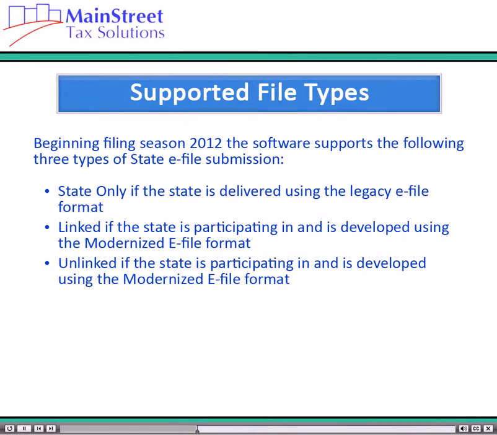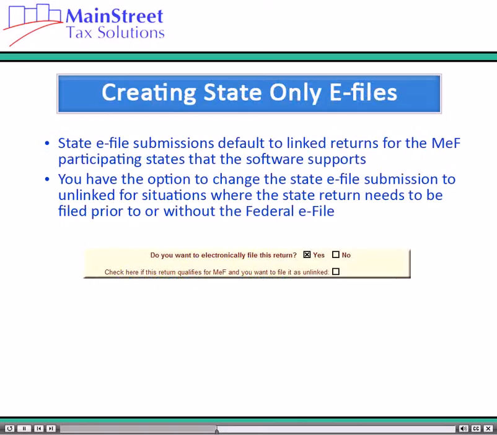Beginning filing season 2012, the software supports the following 3 types of state e-file submission. State only, if the state is delivered using the legacy e-file format. Linked, if the state is participating in and is developed using the modernized e-file format. Unlinked, if the state is participating in and is developed using the modernized e-file format. The state e-file submission defaults to linked returns for the MEF participating states that the software is supporting. The preparer has the option to change the state e-file submission to unlinked for situations where the state return needs to be filed prior to or without the federal e-file.